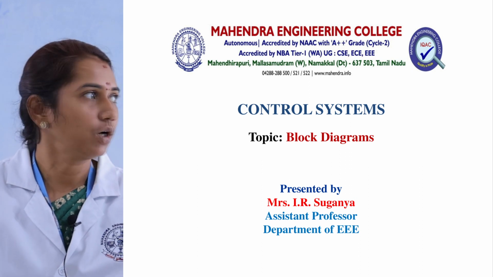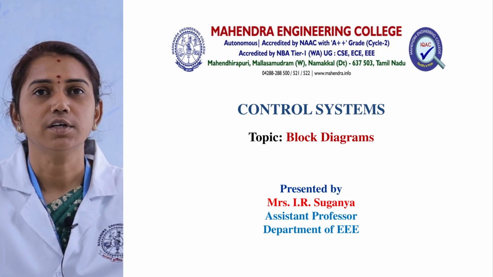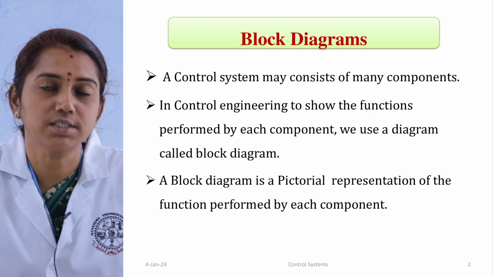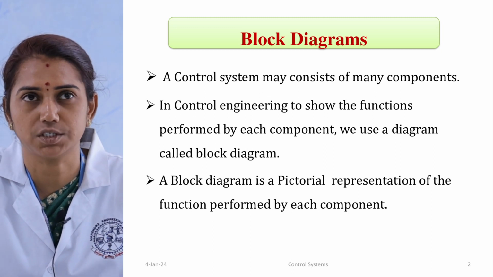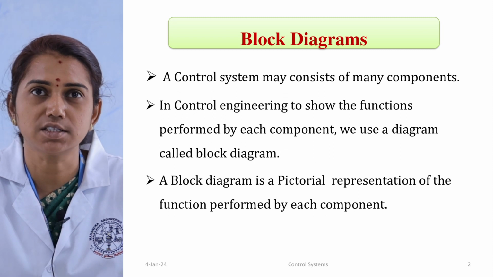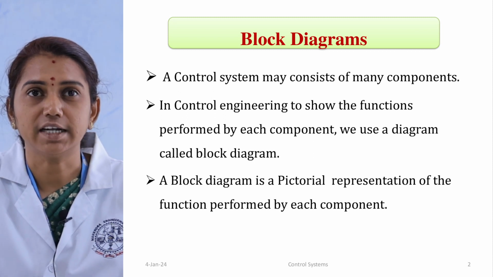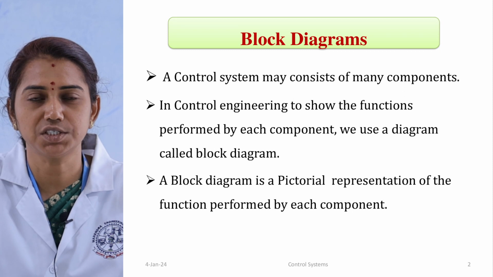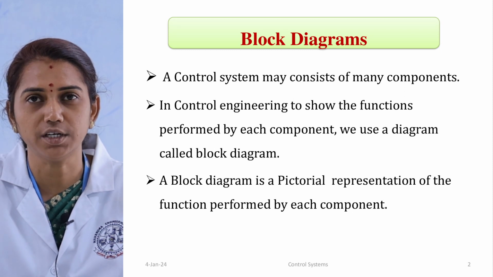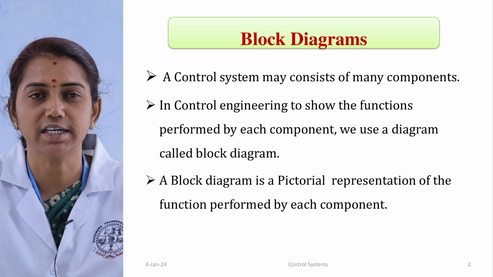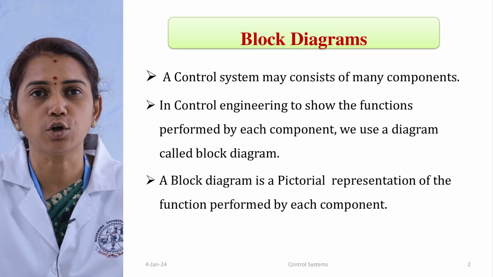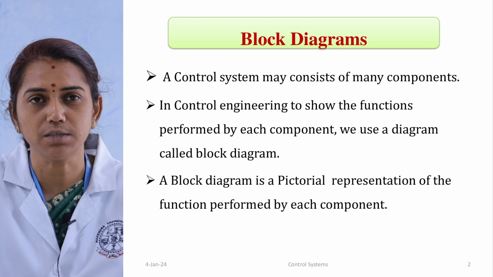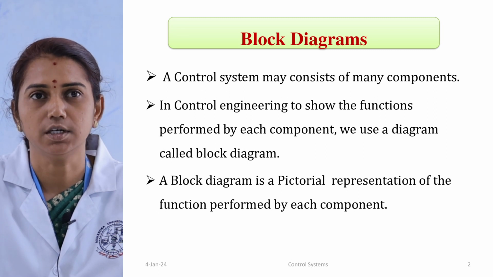Good, the topic is block diagram. Why are we going for the block diagram? To reduce the complexity of the system, we are going for block diagram reduction. A control system consists of many components, and in control engineering, to show the functions performed by each component, we use a diagram. That diagram is known as a block diagram. A block diagram is a pictorial representation of the function performed by each component.